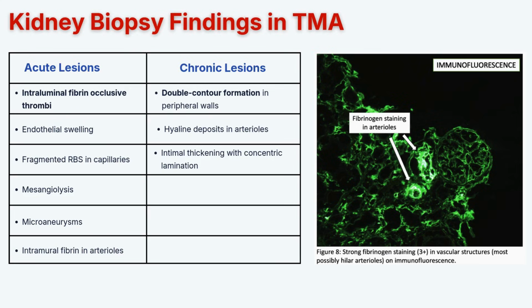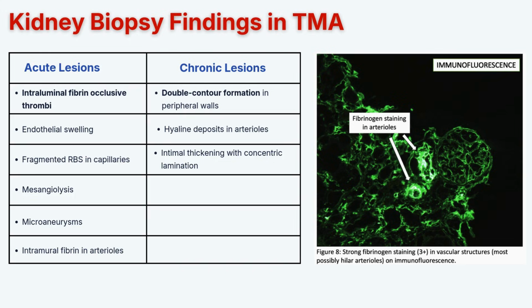Now let's look at what thrombotic microangiopathy actually looks like on kidney biopsy and how immunofluorescence helps confirm the diagnosis. Biopsy findings in TMA can be broadly divided into acute lesions and chronic lesions. Starting with the acute changes, one of the key features is intraluminal fibrin-rich thrombi, partially or completely occluding small vessels.